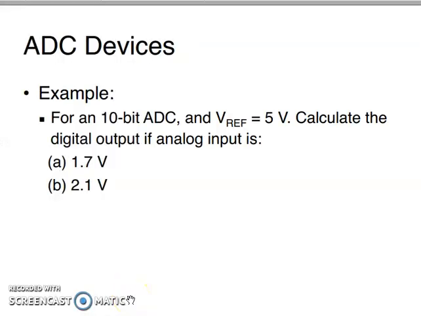I hope based on what we have covered so far, you can try out this example. Try to calculate the digital output value if the analog input is 1.7 volt and 2.1 volt. Assume that the ADC module has a resolution of 10 bits and the maximum reference voltage is equal to 5 volt. For the lower reference voltage, assume that the value is 0 if it is not given in the question.